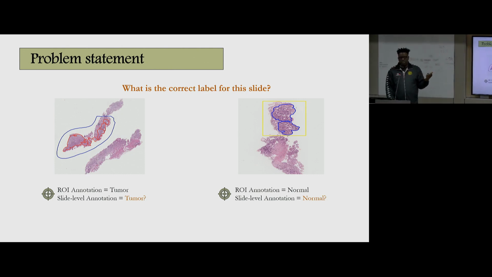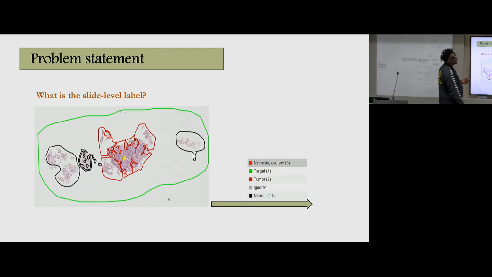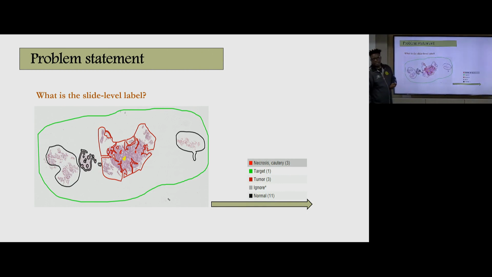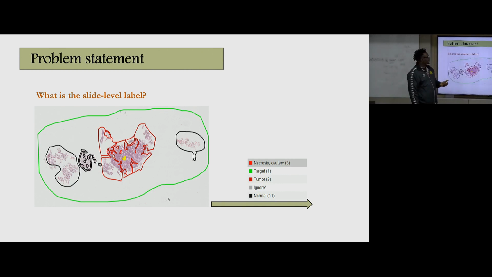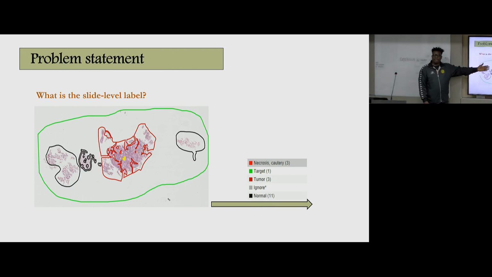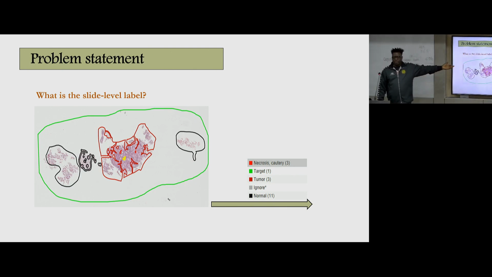I don't know. And it becomes more confusing when you have many classes. If, instead of binary classification, it gives you many classes like this, I have necrosis, I have a tumor, and normal, how can I assign a slide level label here? This is my question, my problem.